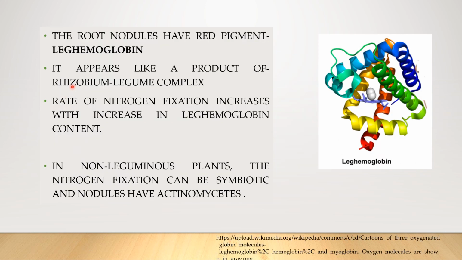So these root nodules, we have seen that they are red in color. They consist of a pigment like hemoglobin, and it appears to be a product of the rhizobium and legume complex. And this is the structure of the leg hemoglobin. The rate of nitrogen fixation increases with increase in leg hemoglobin content. That means the more leg hemoglobin, the more nitrogen fixation is taking place. In non-leguminous plants, the nitrogen fixation can be symbiotic, with nodules that have actinomycetes.